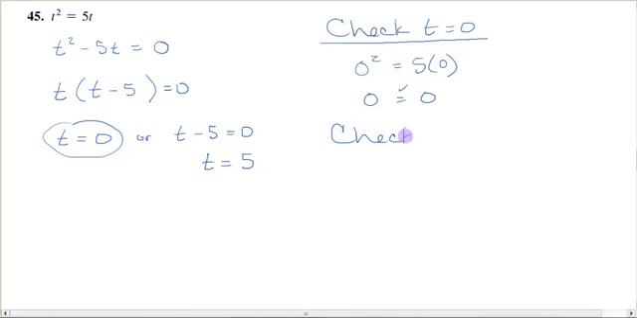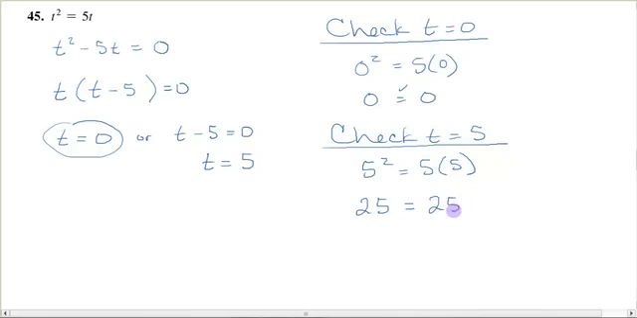And now I'm going to check t equals positive 5. Okay. And put the 5 back in. 5 squared equals 5 times 5. 5 squared is 25 equals 5 times 5 is 25. That checks. So this is also a solution. Okay, so just a little tougher problem than the few that we've done before this one.